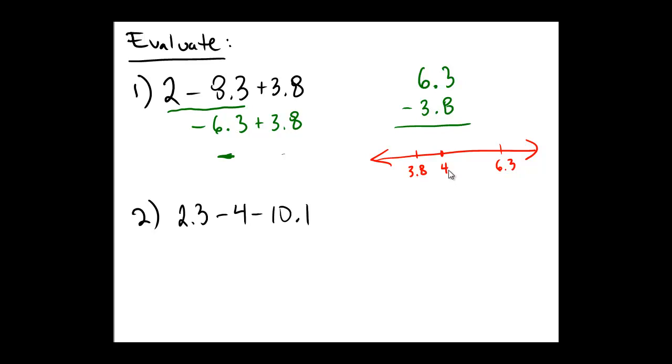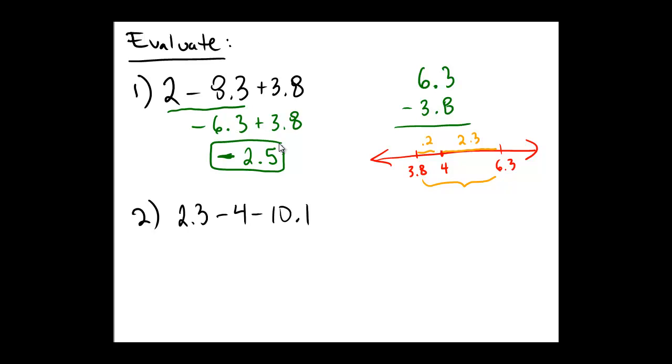two numbers. The distance between 4 and 6.3 is clearly 2.3, and the distance between 3.8 and 4 is clearly 0.2. So what's the total distance between the two? The total distance would then be 2.5. So the answer over here is going to be negative 2.5. Subtraction doesn't really represent anything but distance. That's the geometric interpretation.